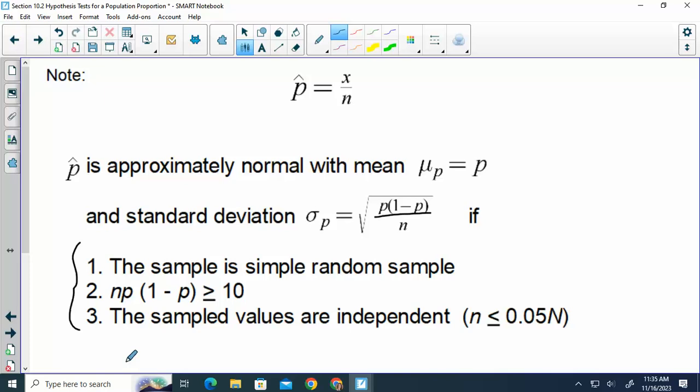All of this is on your formula sheet, with the exception of the criteria. I don't know that I actually printed this slide. This is just a recap of all the things that we already know about p-hat.